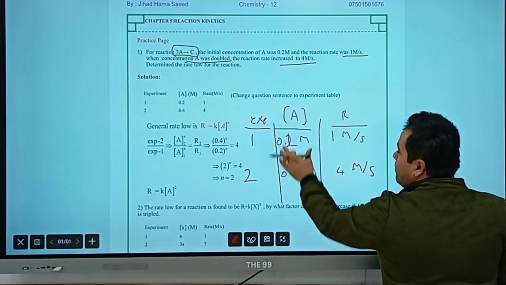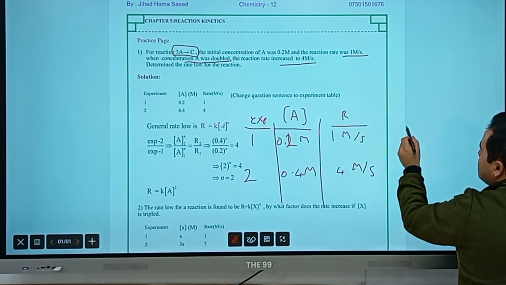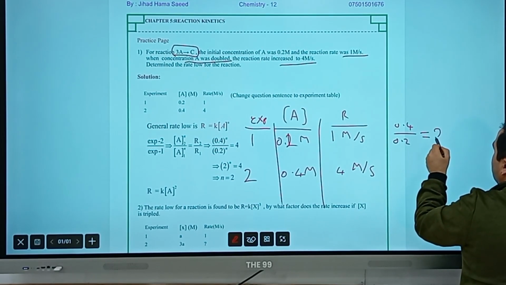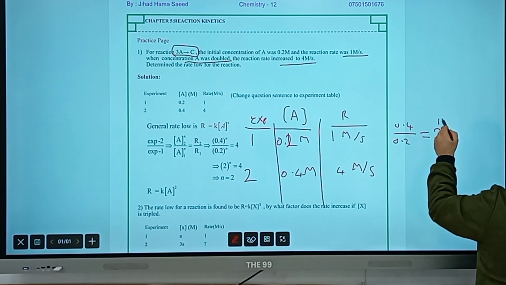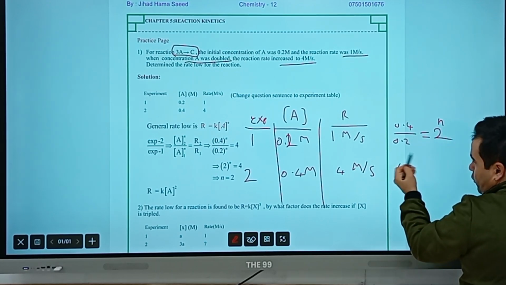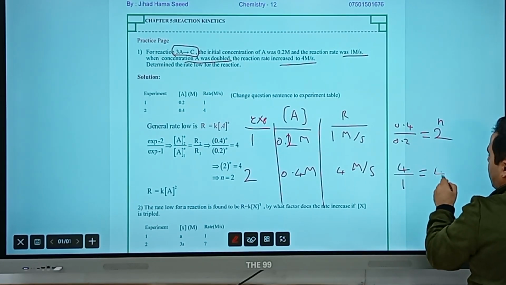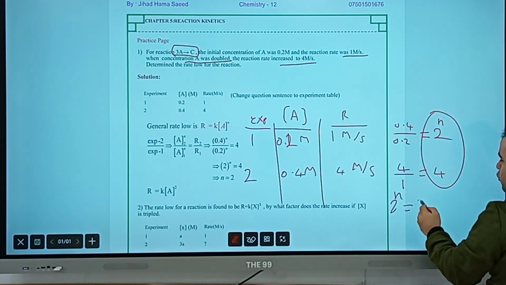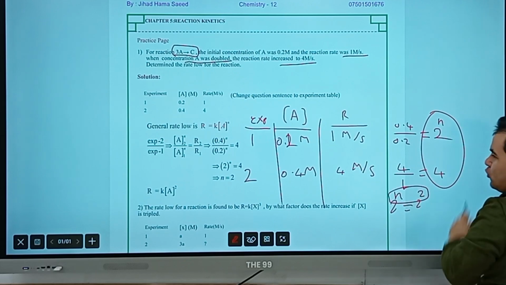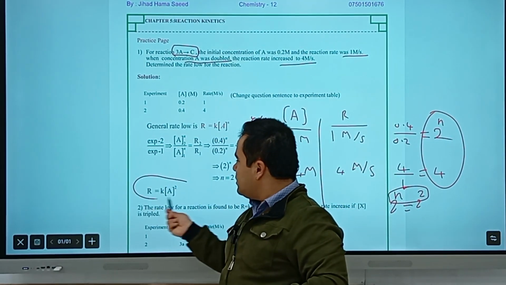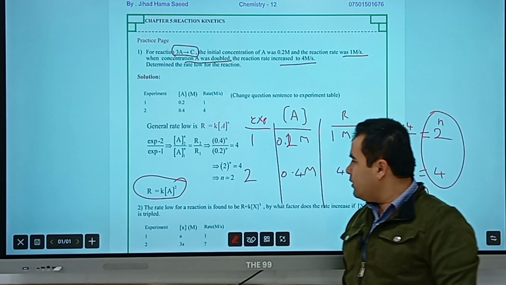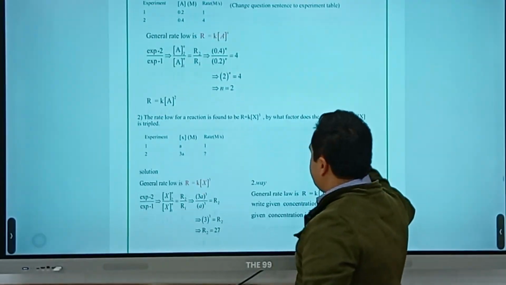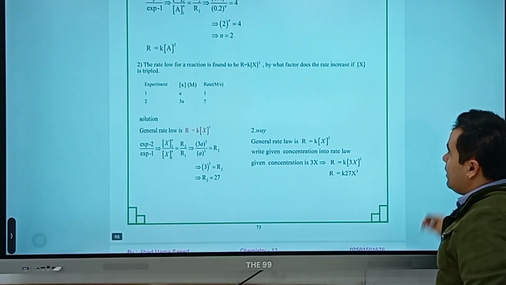Divide 2 by 1 because the second is higher than the first. So 0.4 divided by 0.2 to the power n equals 2 to the power of n, and 4 for the rate divided by 1 will get 4. So equalize these two: 2 to the n equals 2 squared, n is equal to 2, and then r is equal to A to the power of 2. That's how we can write the rate law if the statement is given.